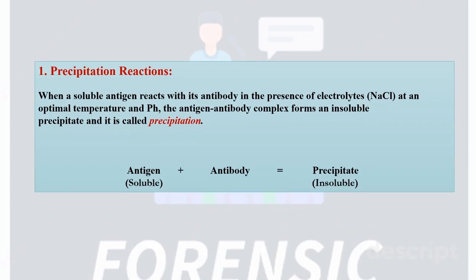Let's discuss the precipitation reaction. In this reaction, soluble antigen reacts with antibody and forms insoluble precipitate. This type of reaction is called precipitation reaction. For this type of reaction, electrolyte, optimal temperature and pH are required.